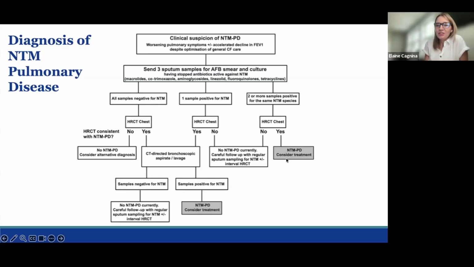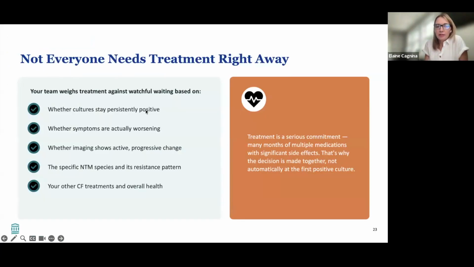You don't have to treat everyone with NTM pulmonary disease. And I think that is a hard thing to get your head around, that not everybody will be treated. But the treatment is very intense. It has a lot of toxicities, and not everyone who is diagnosed with NTM pulmonary disease will be treated. And that's the next slide. Not everyone needs treatment right away.